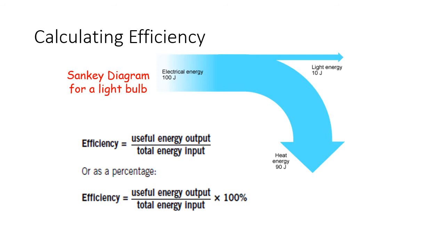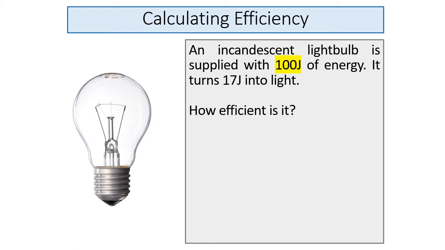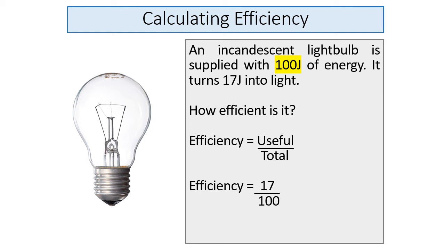So by using this equation, we can calculate the efficiency in some questions. In this question, you can see an incandescent light bulb is supplied with 100 joules of energy. It turns 17 joules into light. How efficient is it? So 100 joules is my input energy, and 17 joules is useful. So 17 divided by 100 is 0.17 efficiency. But if I want to calculate the efficiency in terms of percentage, I need to multiply this by 100. So the efficiency of this bulb is 17%.